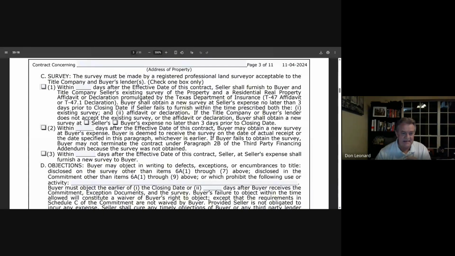And that's what we see down here in this part. If it's given in a timely manner, if they give them the survey, if they give them the T47 and the lender and or the title company look at it and they're not going to accept it, who's going to pay for the new one? It's negotiable. It could be either or. And I see probably about 50-50 here. Sometimes the buyer will pay for it. Sometimes the seller will pay for it.